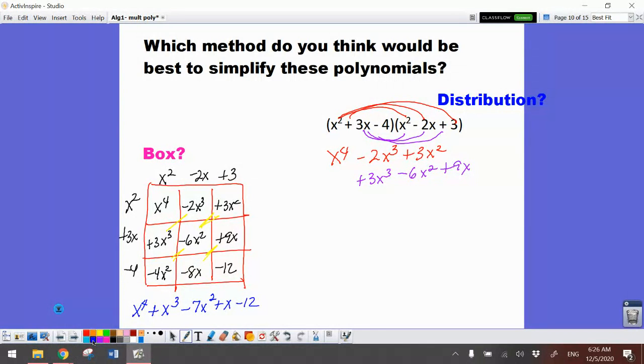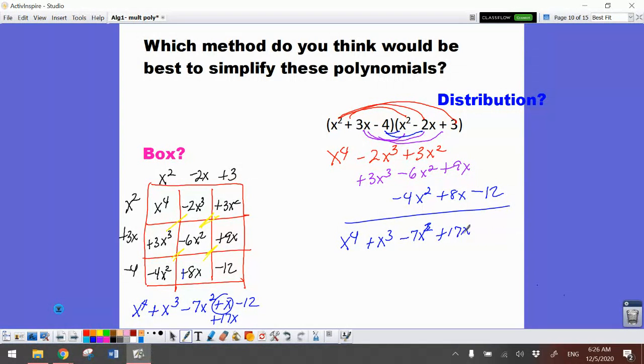So I need to now take my 4 and distribute through. So negative 4x squared. Notice how this is moving over 1 each time. A positive 8x. And did I lose a sign over here? Oh, I did. So then we need to change that guy. That's a positive 17x. And minus 12. So x to the 4th, my x cubed, my negative 7, that's a power of 2, the 17x, and the minus 12. So let's fix that side. Look how easy it is to lose signs.